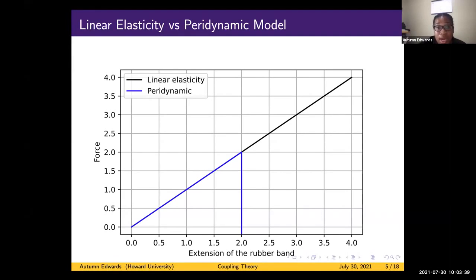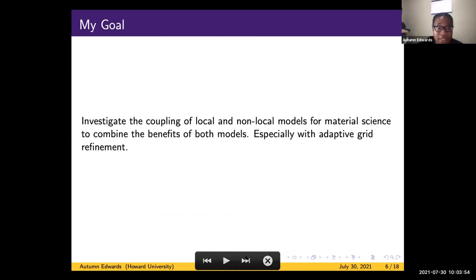So we want to use coupling so we can combine the linear elasticity model, which goes on infinitely, and this peridynamic model, so we can get a better method. We used lots of different coupling approaches. My goal for the summer was to investigate the coupling of the local and non-local models to combine the benefits of both.